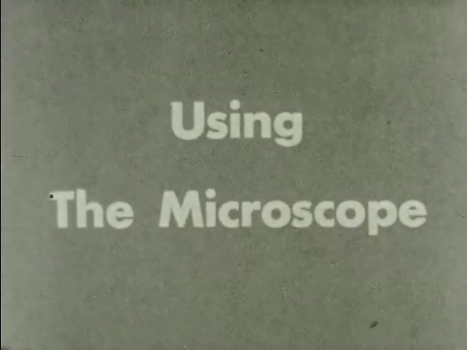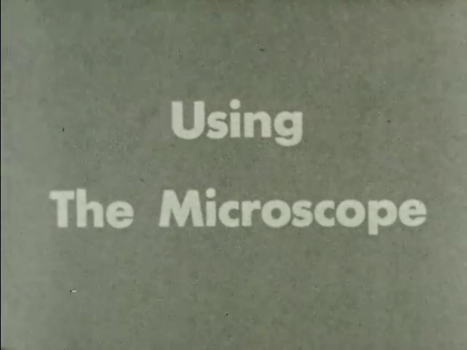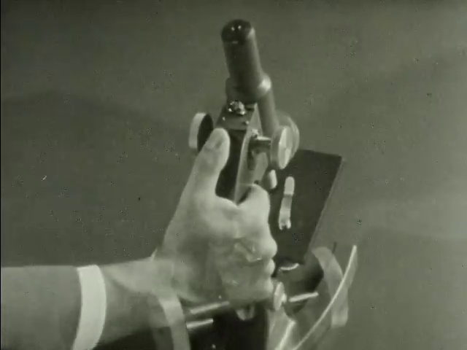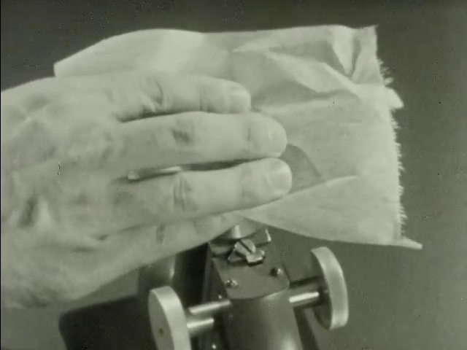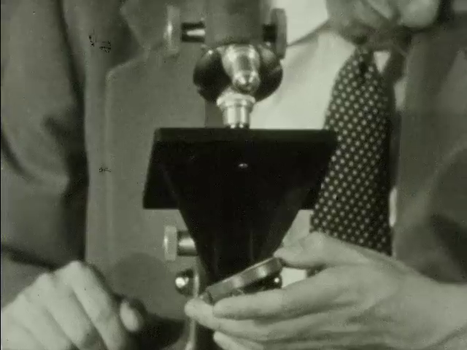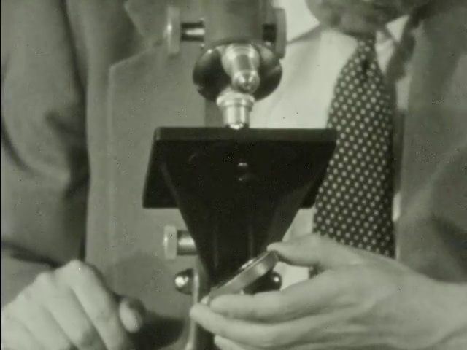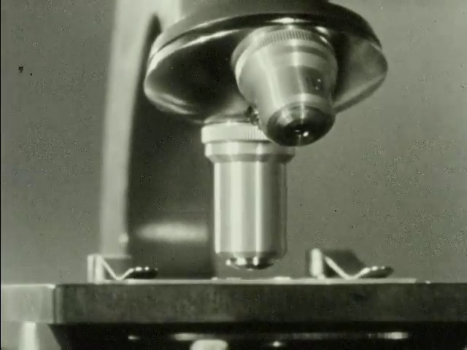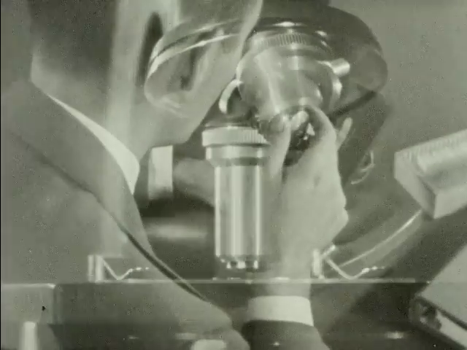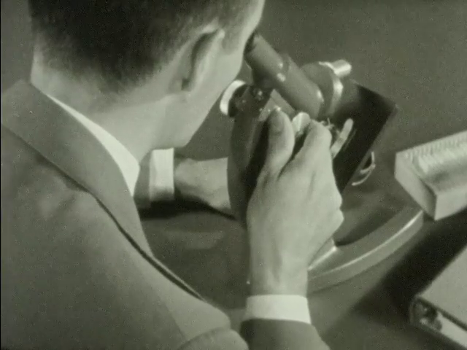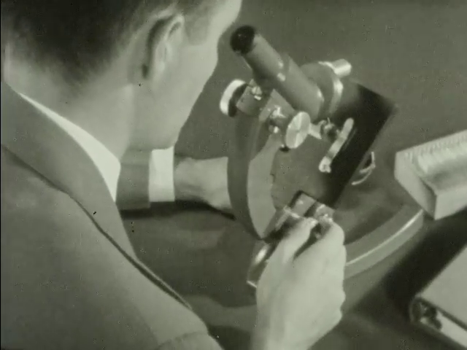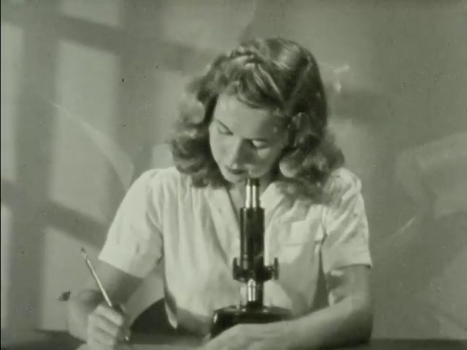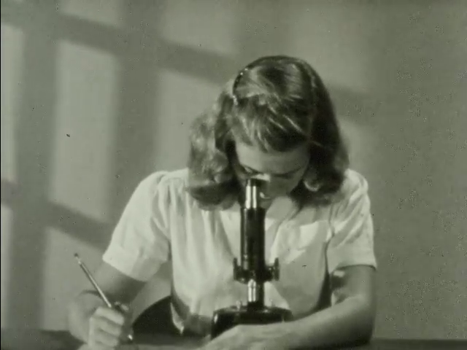And now let's review the most important rules for using the microscope. Handle the instrument carefully. It is delicate and expensive. Keep the lens surfaces clean with lens tissue. Adjust the mirror for even, comfortably bright light. Carefully adjust the objectives to a position near the slide. Then focus, first with the coarse adjustment, and complete the focusing with the fine adjustment. And learn to keep both eyes open while studying the specimen.